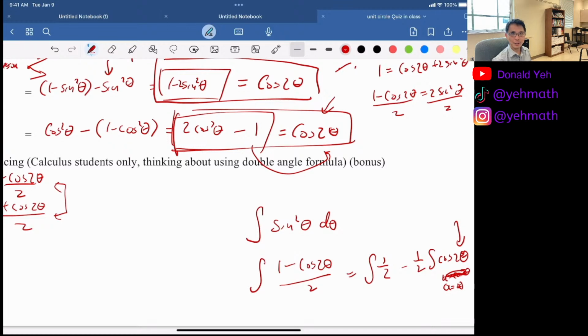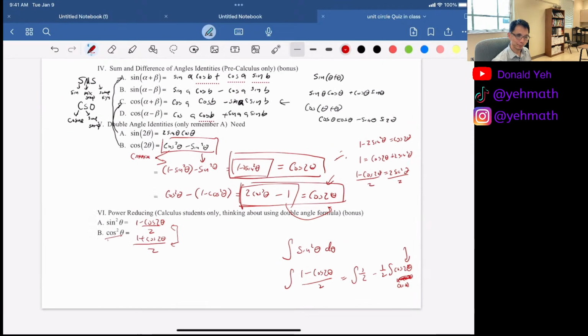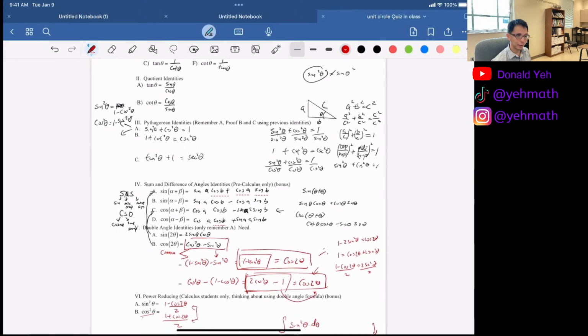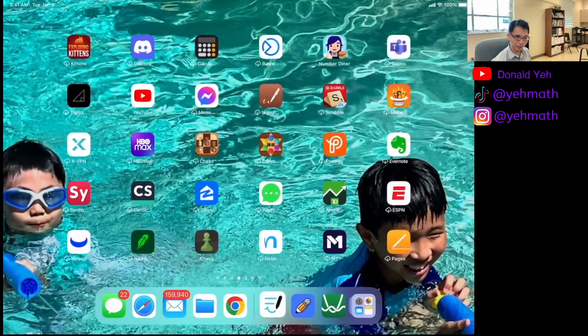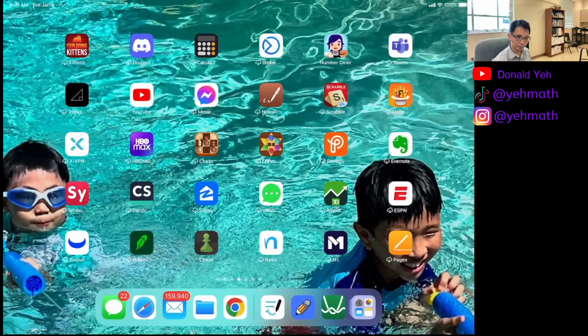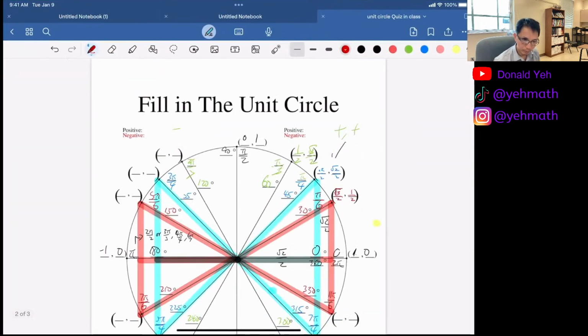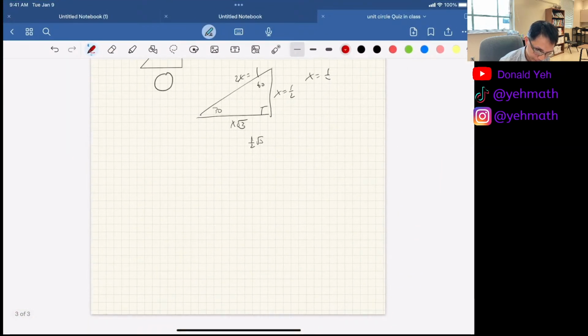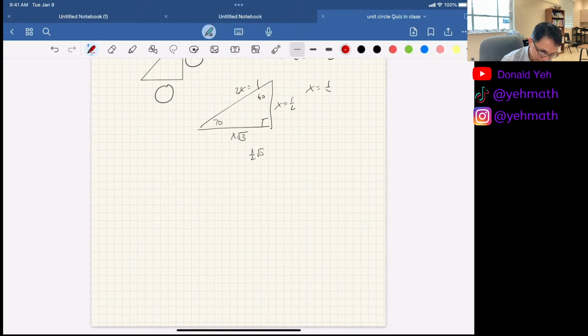Okay, so any questions here? So there we go. Let's talk about trig. You guys should know all the things. You should know what is tangent of negative 5 pi over 6 off the top of your head. You've got 30 seconds. Go. Tangent of negative 5 pi over 6.